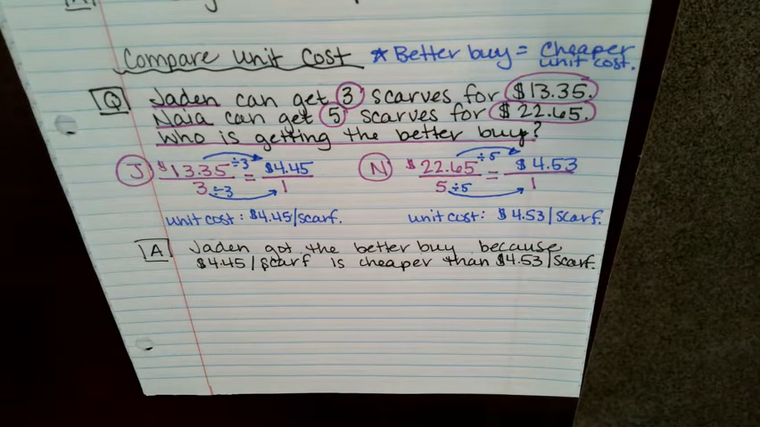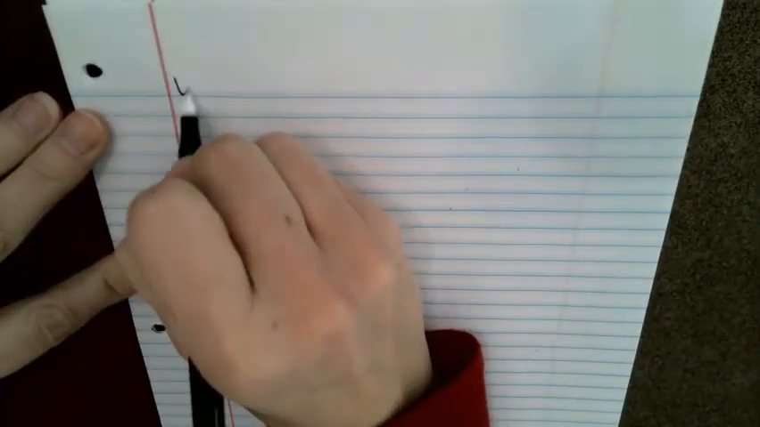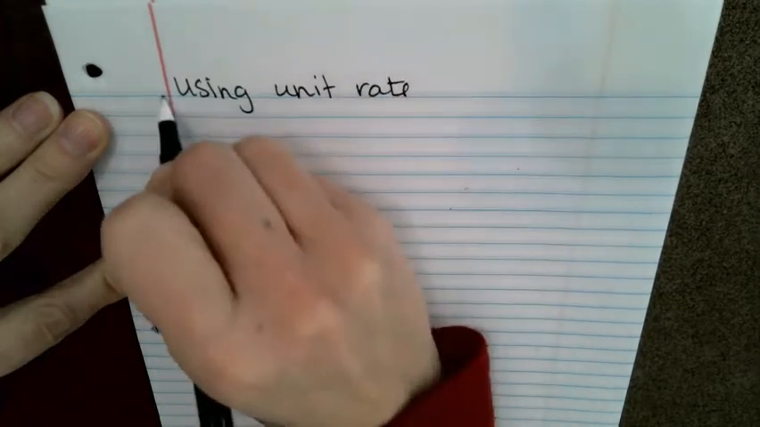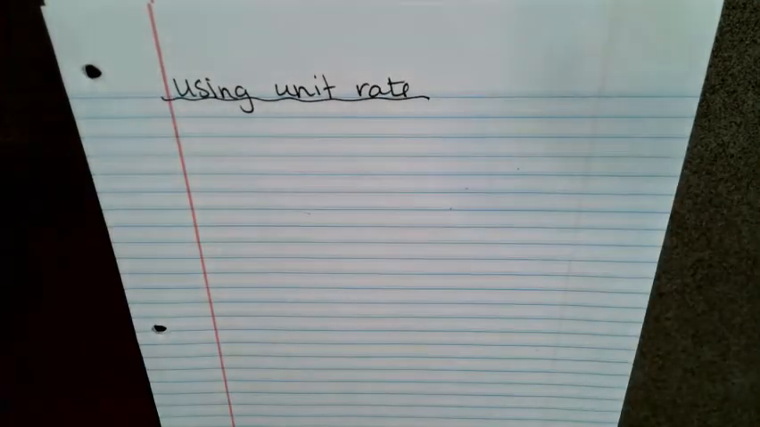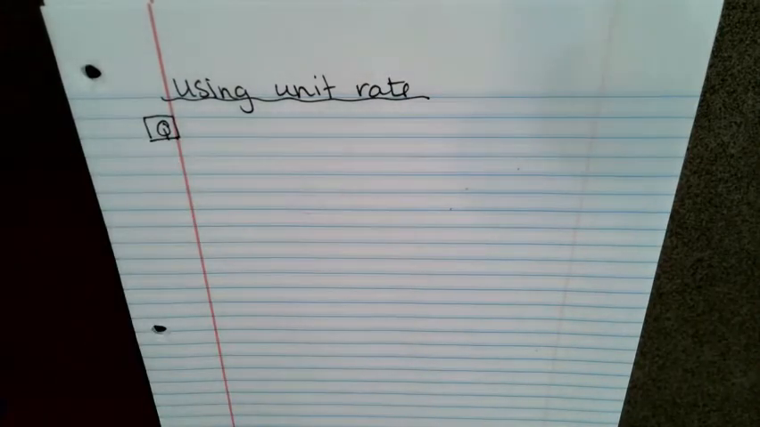The last thing that we're going to do is use the unit rate, and I'm going to run out of space, so I'm going to get a new piece of paper here. We are going to use the unit rate, okay? And when I say use the unit rate, we're going to use it to find out different types of prices. And this is the last thing that we're going to do. Okay, so here's my question.